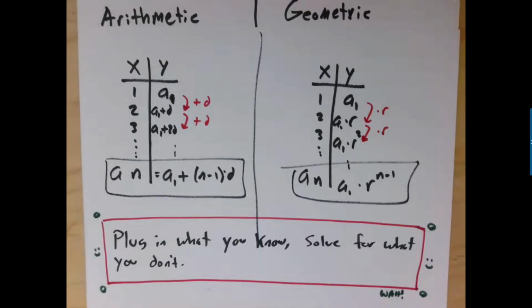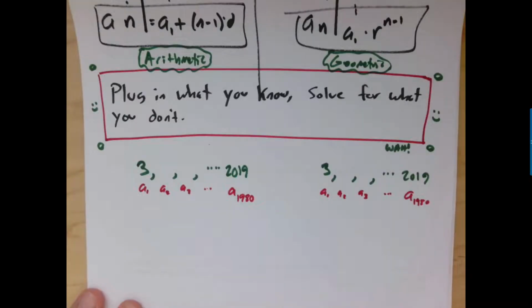So all of the basic problems you're going to get all have the same strategy. It's the usual algebraic strategy. You know some things and you want to know something else. So you plug in what you know and you solve for what you don't. So for example, let's say I want my initial term to be 3 and the 1980th term should be 2019. And I could imagine that as an arithmetic sequence or a geometric sequence.